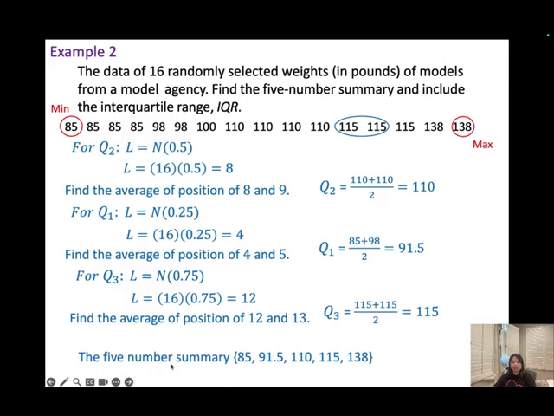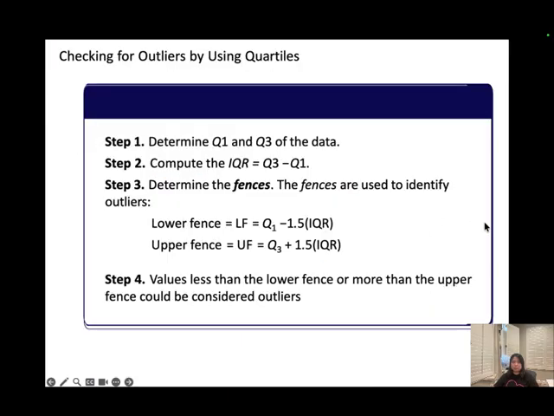After you find the 5-number summary, you can find the IQR, the interquartile range. That will be Q3 minus Q1. I'm going to show you guys how to find the IQR in the next example. But now we're going to look at checking for outliers by using quartiles.